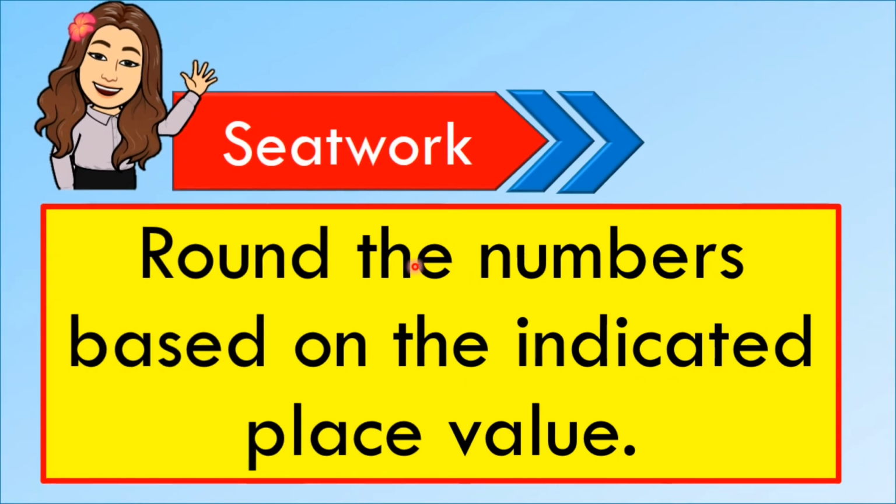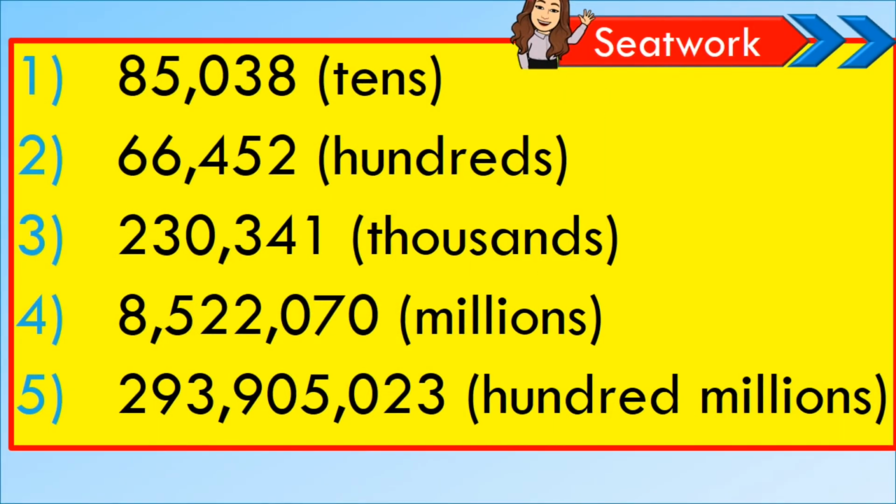So for us to find out whether you understand our lesson for today, we are going to have your seatwork. So you're going to round the numbers based on the indicated place value. Children, kindly get a piece of paper and kindly answer numbers 1 to 5, based on the indicated place value. So I hope you will get all the answers right based on our lesson for today.